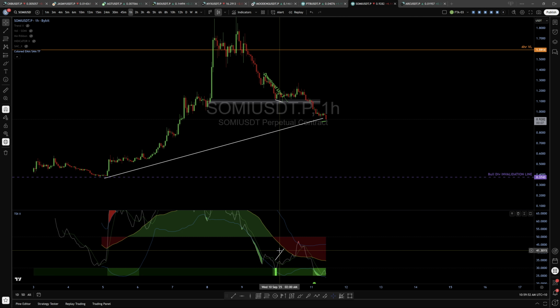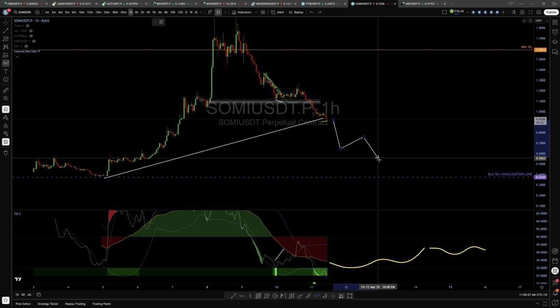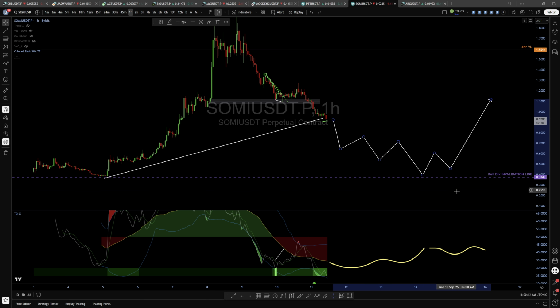I mean, this thing could come. This money flow could keep going low. It could stay low, or it could keep going like this. And price could keep going like this before it goes up.